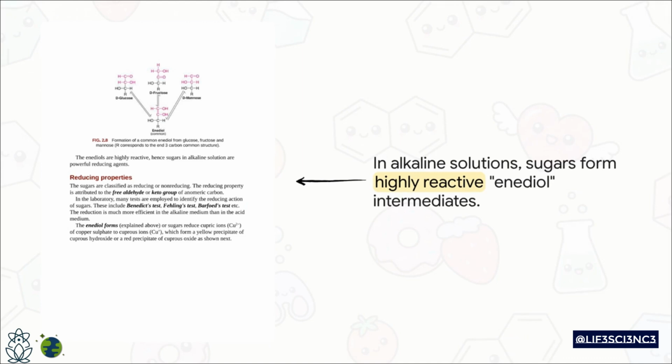Now, if you put it in the right environment, like an alkaline solution, that open-chain glucose can shapeshift into an even more reactive form called an enediol. You can think of this enediol as an electron-donating powerhouse. It's just itching to give away its electrons. This is the real engine behind glucose's reducing power.